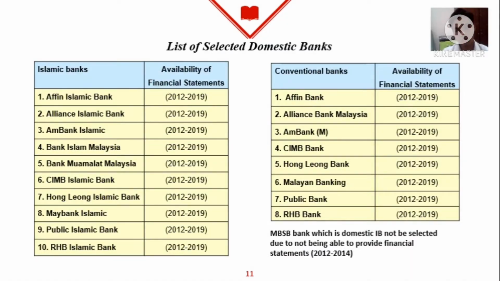These two tables show the list of selected domestic banks. The first table shows the list of Islamic domestic banks, and the second shows the list of domestic conventional banks. MBSB Bank is not chosen because they cannot provide the financial statements from 2012 until 2014. The availability of financial statements from each bank in the list of selected banks shows that the collected data are strongly balanced panel data.